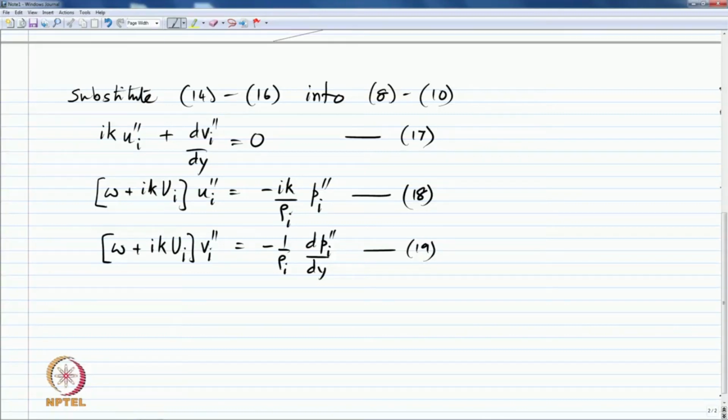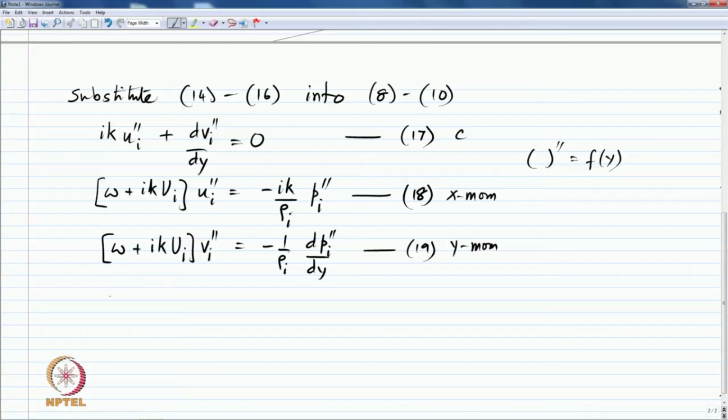we get these three equations, the first one coming from the continuity equation, the second one from the x momentum equation, and the third one from the y momentum equation, just for our reference. The double prime quantities are only functions of y, just so we recall, and that is the reason the derivatives of the double prime quantities with respect to y remain, but with respect to either x or time are simply converted into an algebraic multiplication with either ik or omega, or as is the case with the advection term, omega plus i k u i.